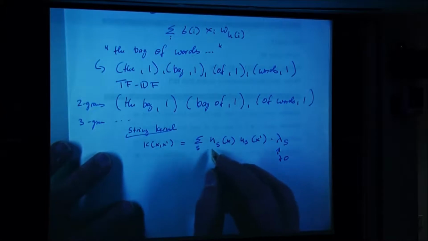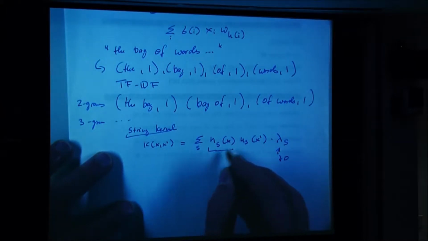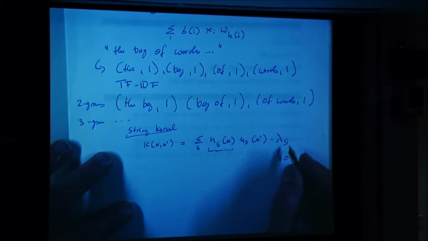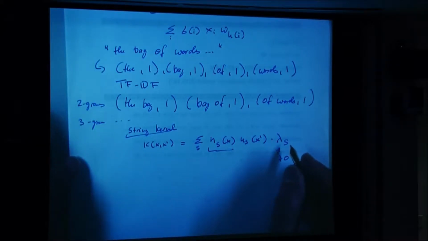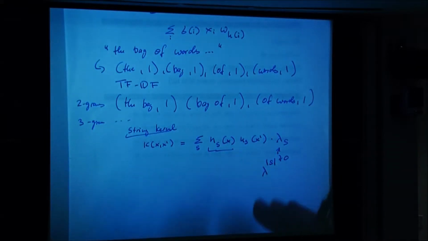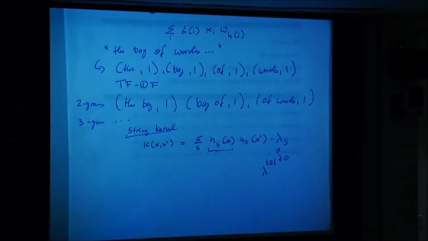Okay, so basically n_s(x) counts how many times the substring s occurs in x. Likewise here it counts how many times it occurs in x prime. It then gives it some weight, and presto, here's your kernel. This is something rather popular in bioinformatics, where for instance lambda_s might be something like lambda to the |s|, where lambda is a number less than 1, and |s| is the length of the string. So basically you give longer strings lower weight.